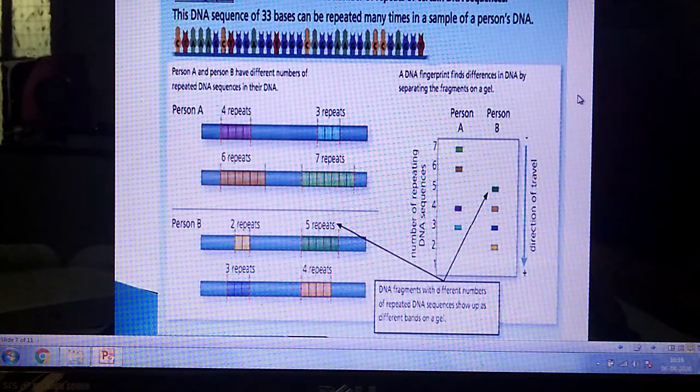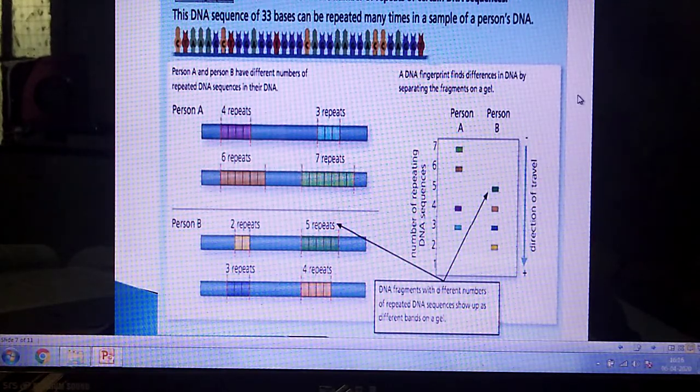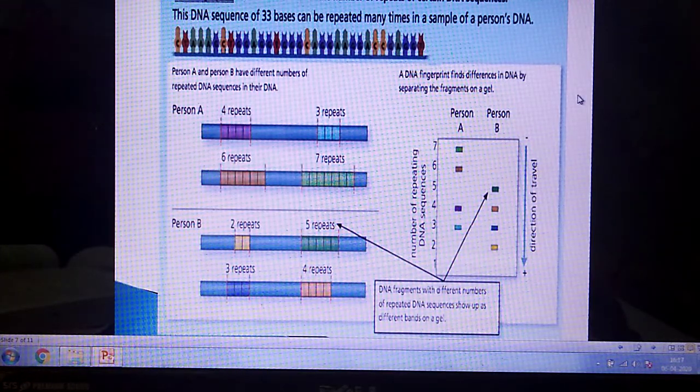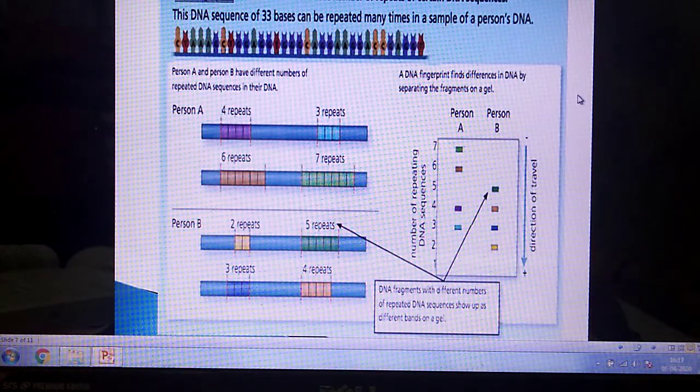Now, as you see in the picture, this is a DNA fingerprint containing about 33 bases and VNTRs, that is the variable number tandem repeats, of person A and person B. The banding pattern shows repetitions 4, 3, 6 and 7 in person A, and 2, 5, 3 and 4 in person B. After gel electrophoresis and Southern blotting, the bands are visible as 3 repetition, 4 repetition, 6 repetition and 7 repetition for person A, and 2 repetition, 3 repetition, 4 repetition and 5 repetition for person B.